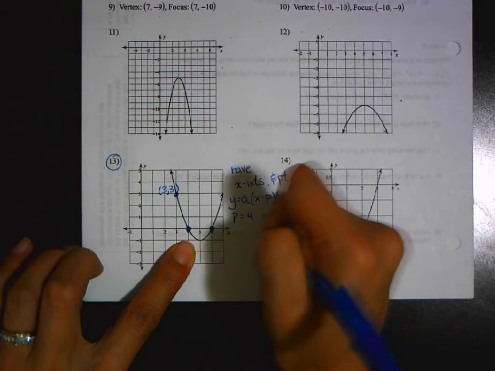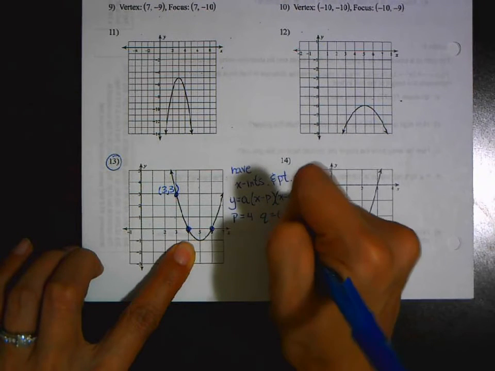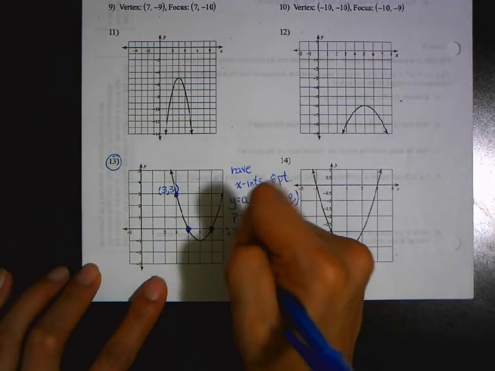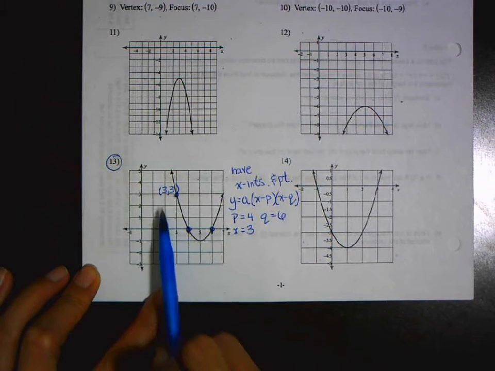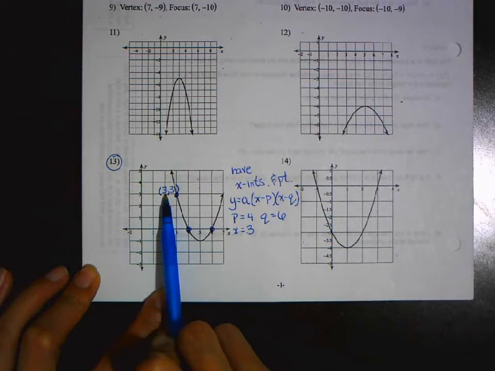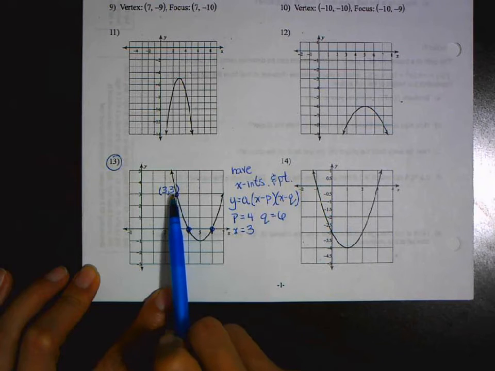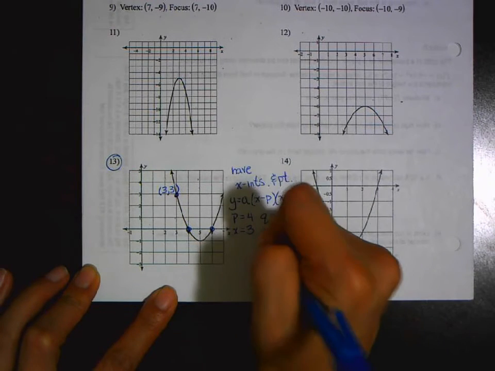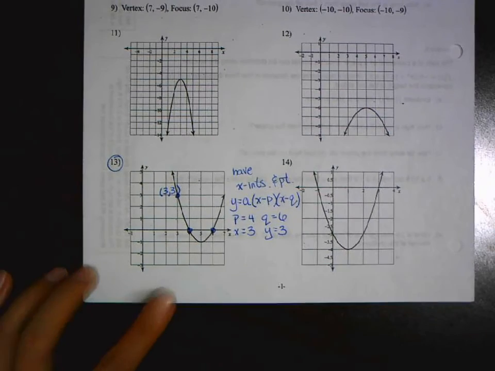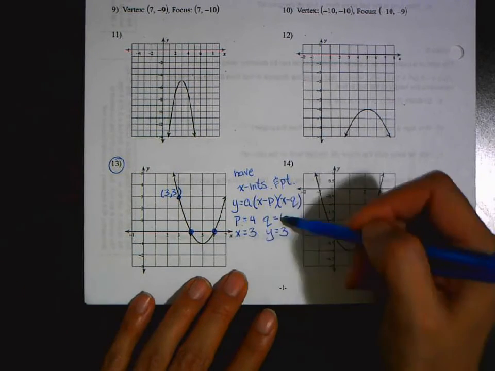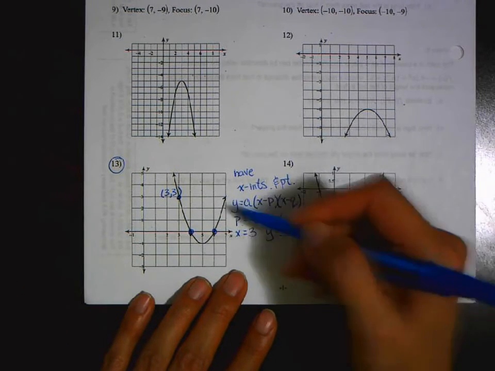I have q equals 6. I also have x equals 3 from this point right there. And then I have y is also equal to 3 from this point right there. So y is also equal to 3. Now I can take P, Q, X, Y and plug it into that formula.